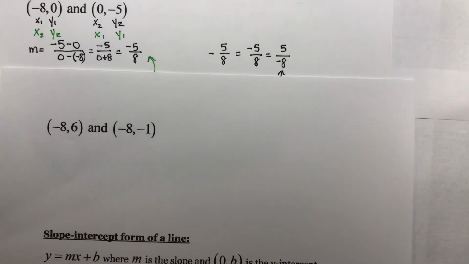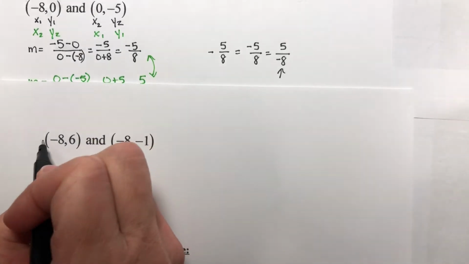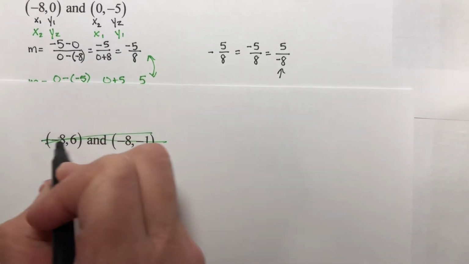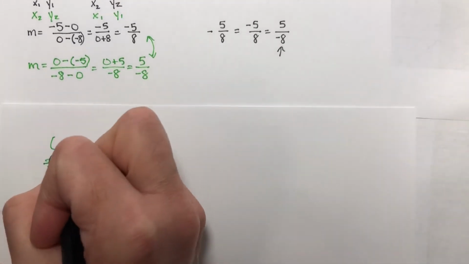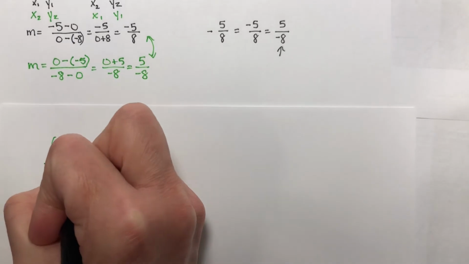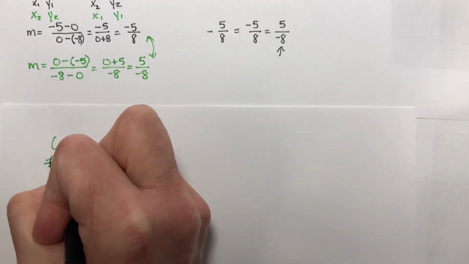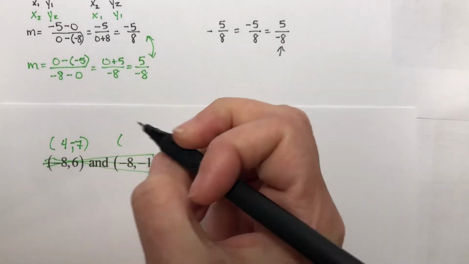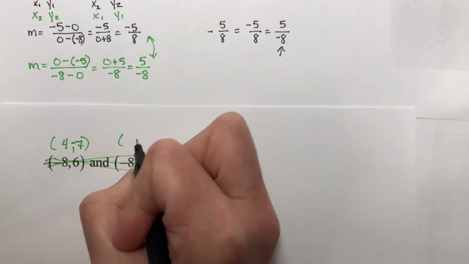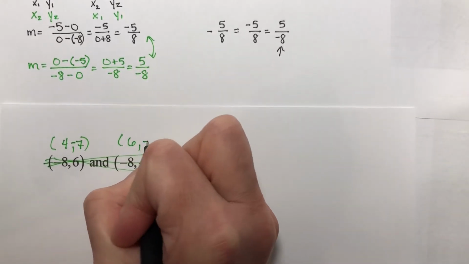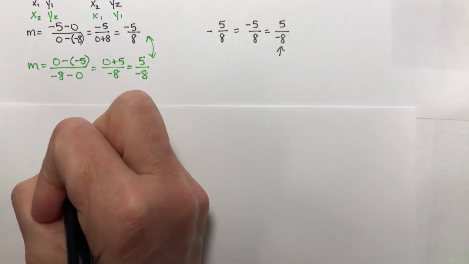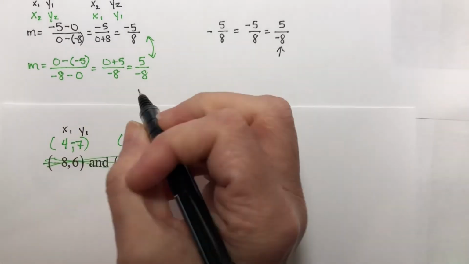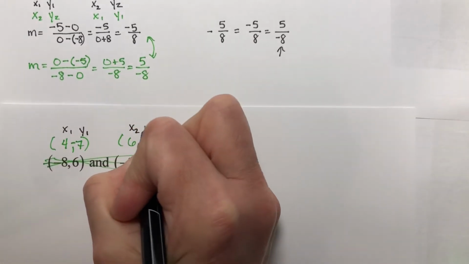Okay, and I have a typo here as well because I just repeated the same problem here. I know what it is I was trying to get here, so let's change this to (4, -7) and (6, -7). Okay, so let's call this x1, y1, and x2, y2.